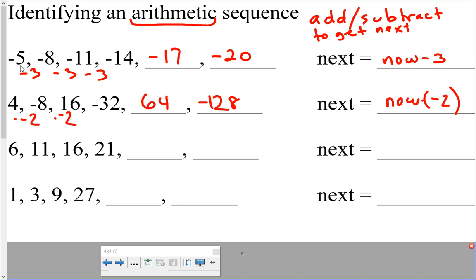On the third example, it looks like we're adding a 5, adding a 5, and adding a 5. So that means that our next statement is going to be now plus 5. And the next numbers in the sequence will be 26 and 31.